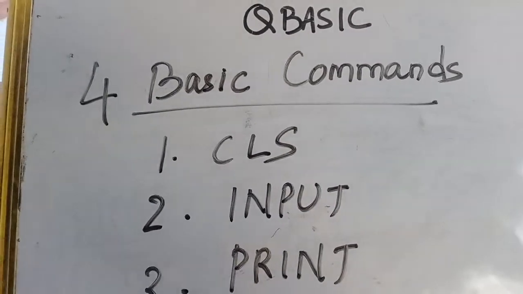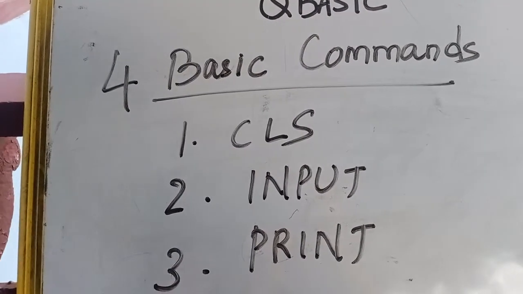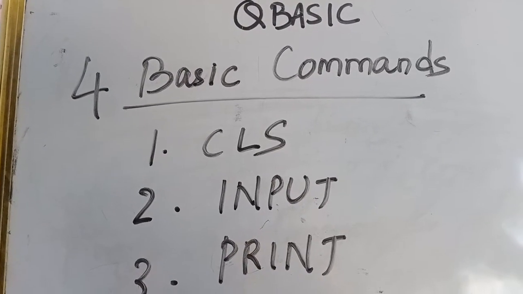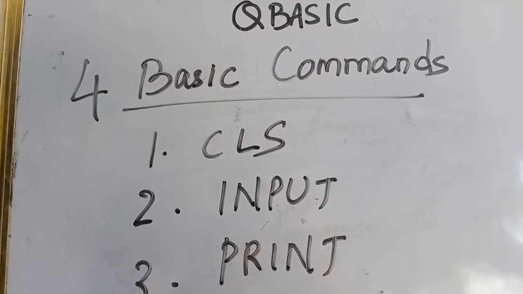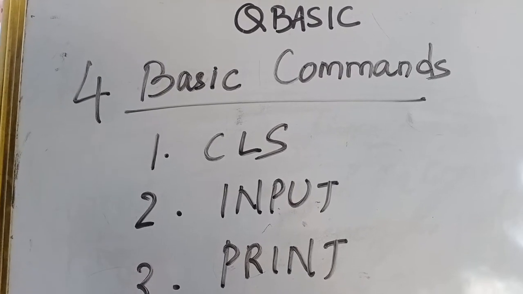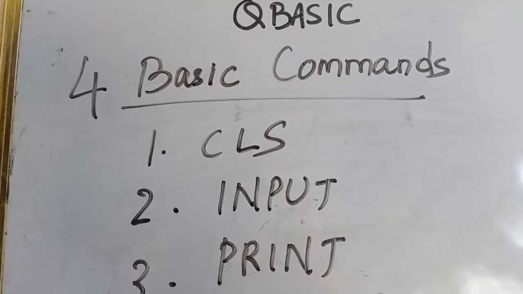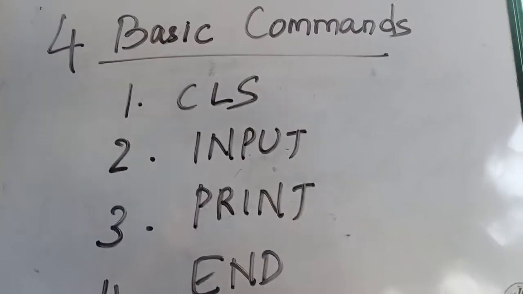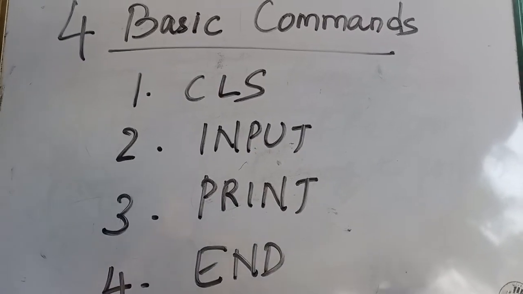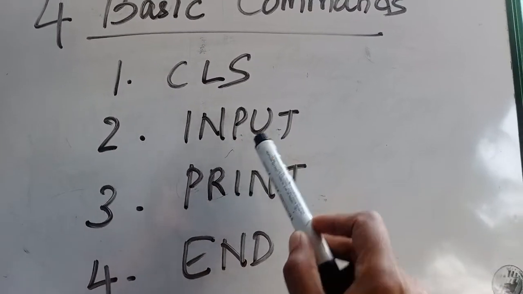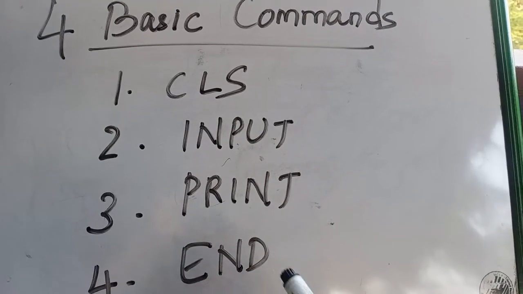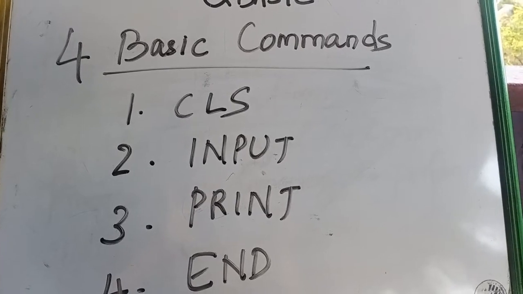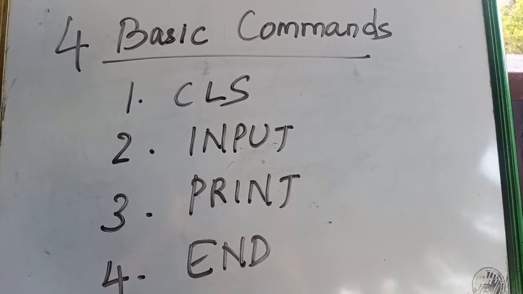See children, in the next video I will show you how you can write the code in your QBASIC software and how you can run it and all. Before this, in this video I will tell you the theory concept. That means in this QBASIC programming language we should know 4 basic commands. The 4 basic commands, as you can see over here: number 1 is CLS, number 2 is input, 3 is print, and the last one is end. Let me repeat once again. The 4 basic commands are CLS, input, print, and end.